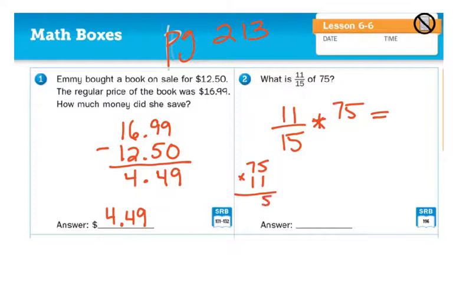One times 5 is 5. 1 times 7 is 7. 1 times 5 is 5. 1 times 7 is 7.